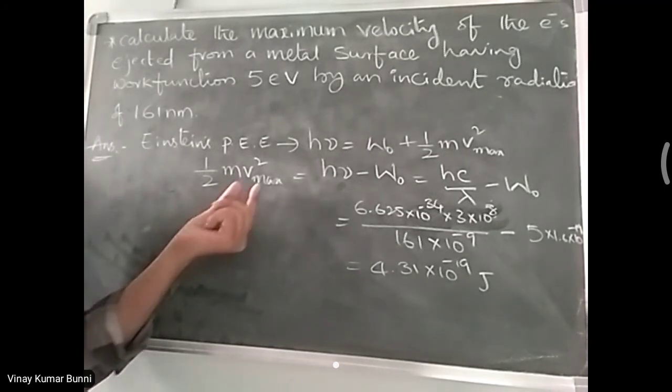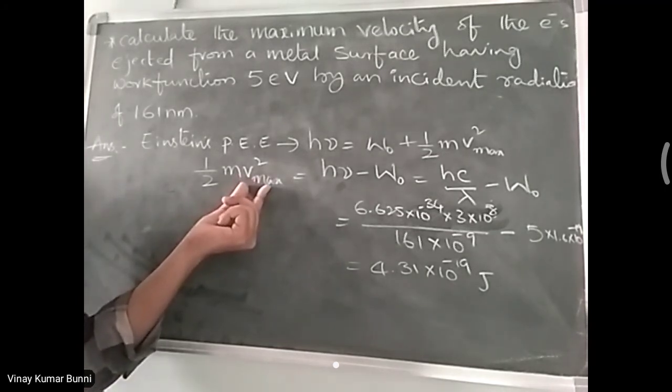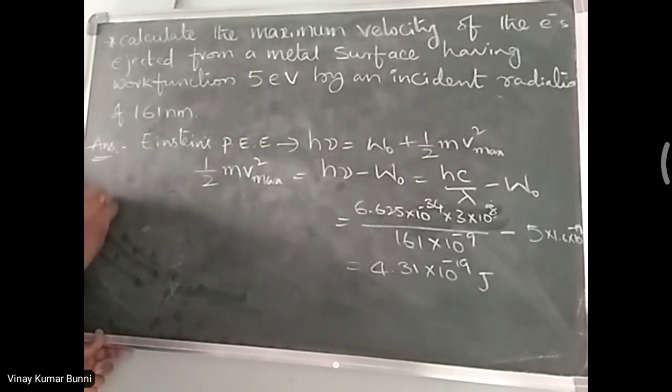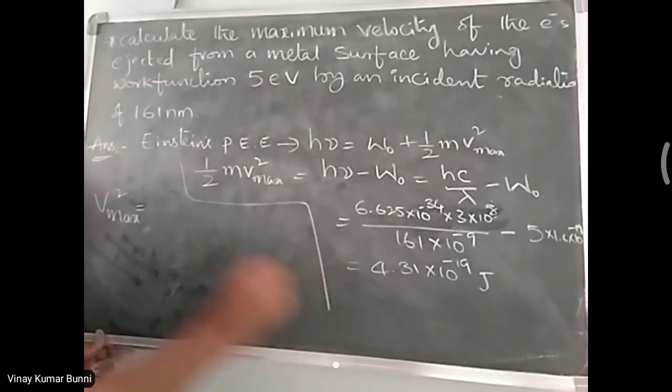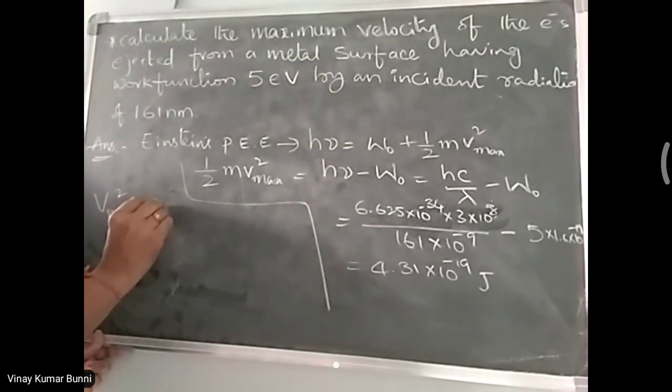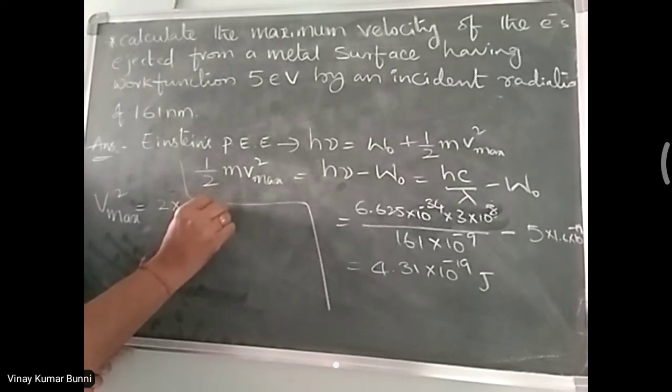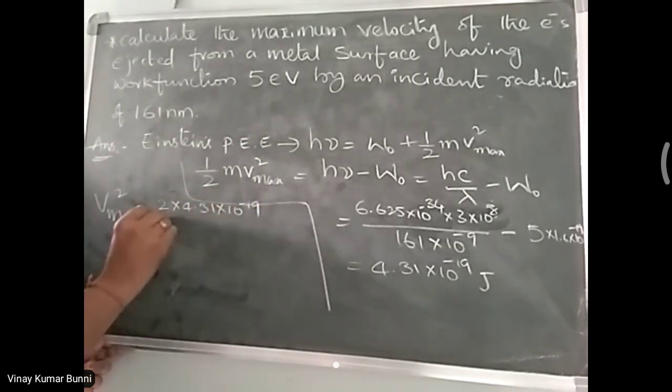What do you need? You have to calculate the maximum velocity. So Vmax square equal to 2 into 4.31 into 10 power minus 19 by m.